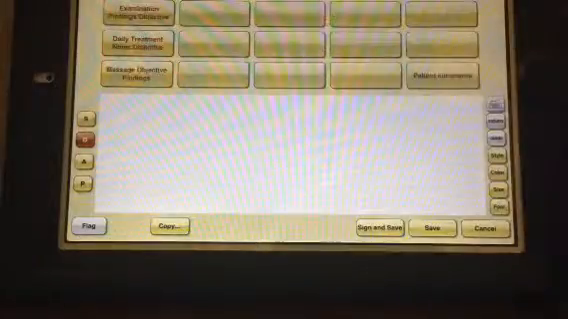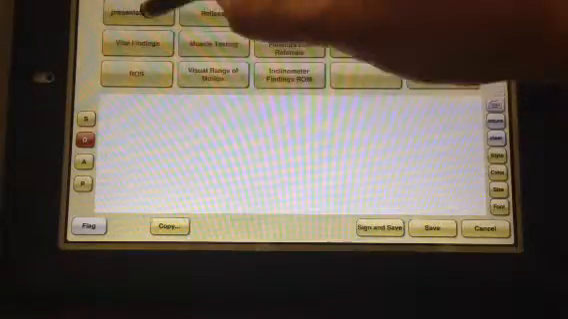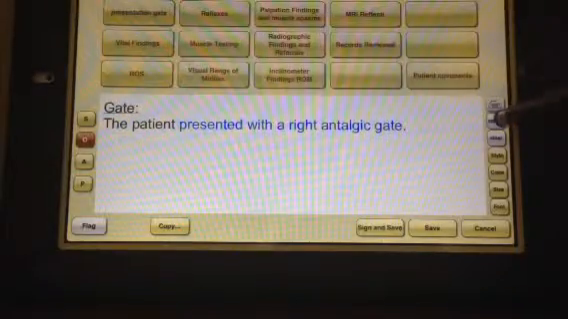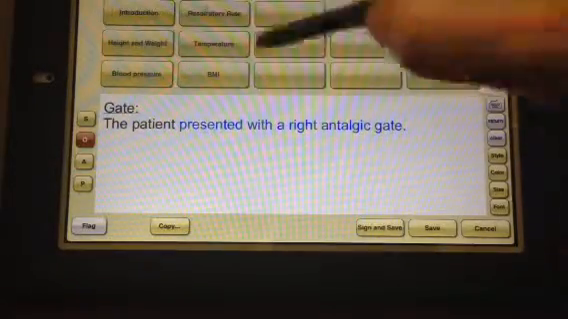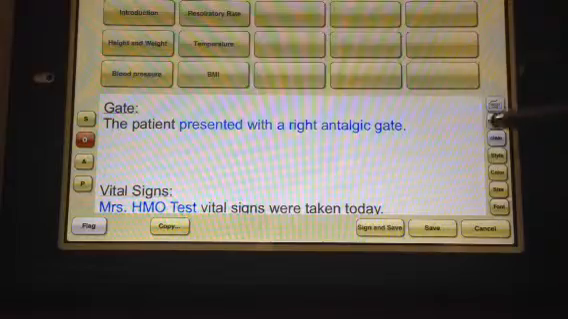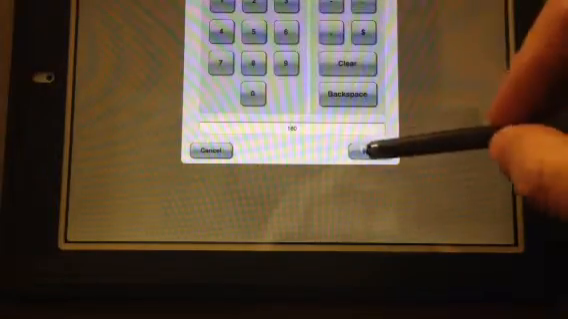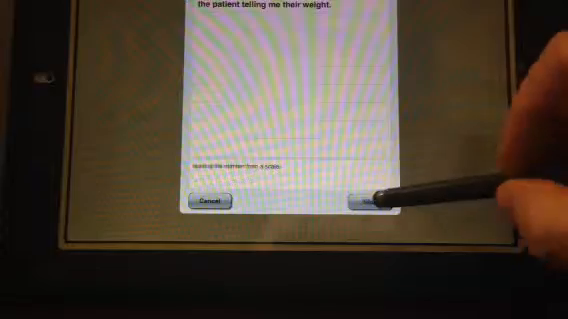We're going to go under the objective findings. For the examination, presenting with a gait, he has a right antalgic gait today. We're going to say his vital signs. We're going to take the vitals. We're going to say his height is 5 foot 9 inches. He weighs 180 pounds. We got this from a scale.